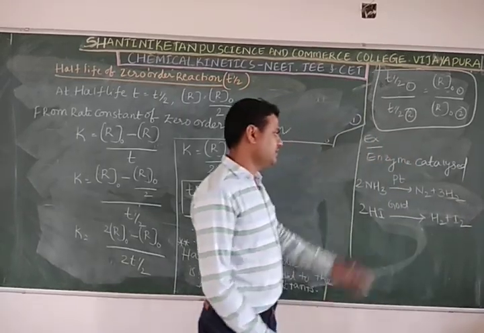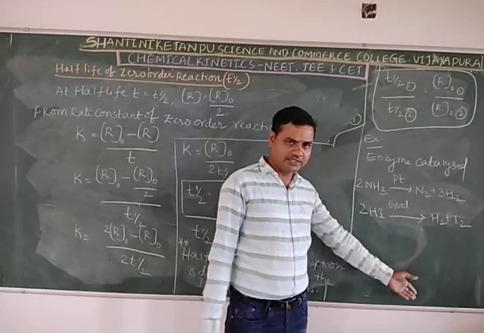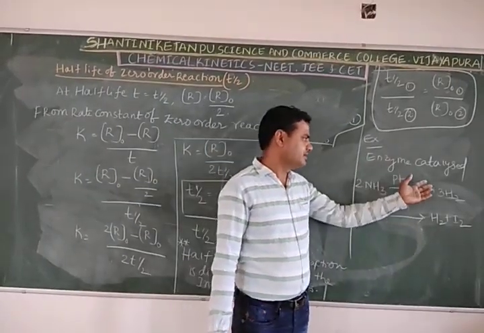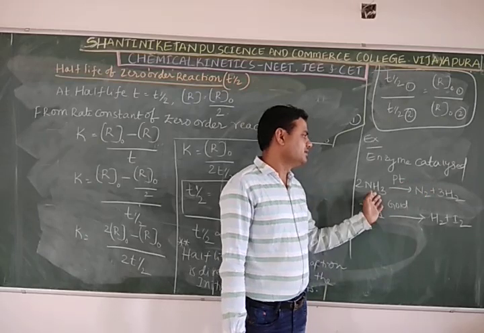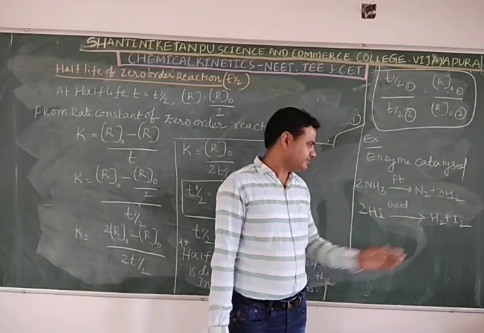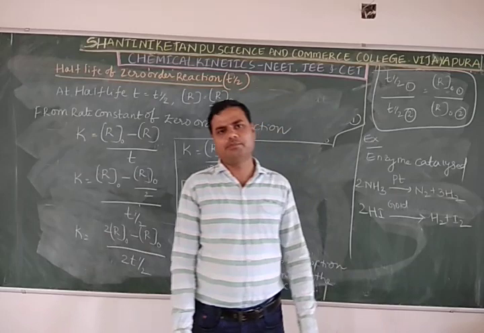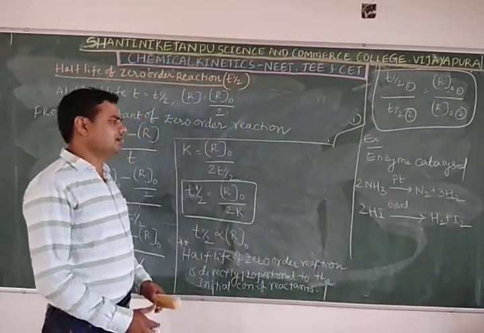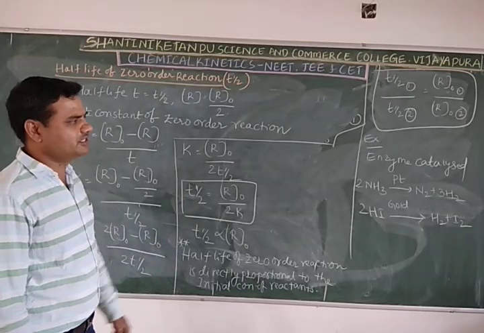So these are some examples. We have so many examples under zero order reaction. Some examples I am writing. The first one is enzyme catalyzed reaction, decomposition of ammonia, and also decomposition of hydrogen iodide on the gold surface. So these are all some examples for the zero order reaction.